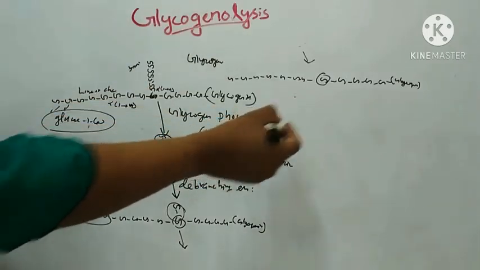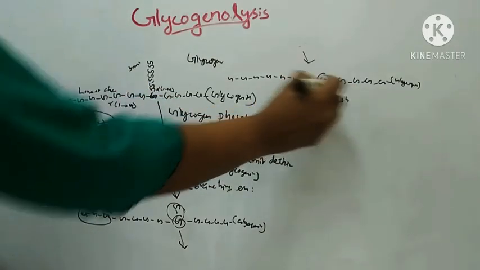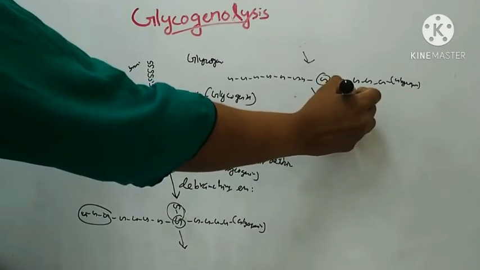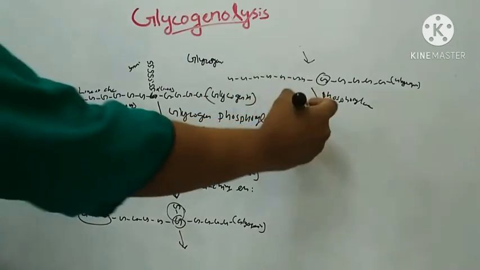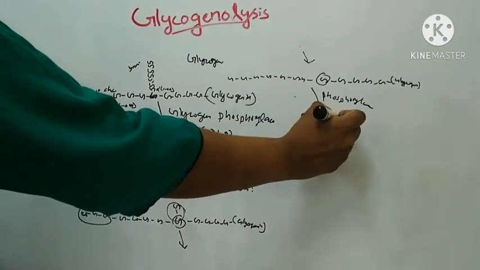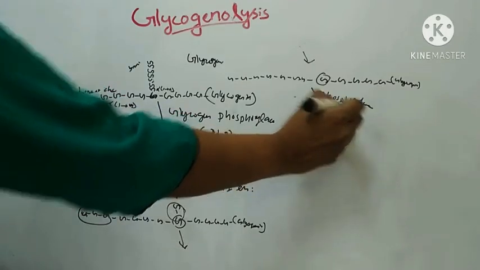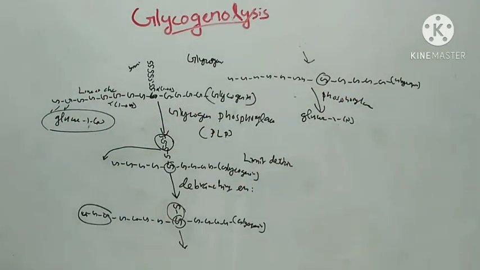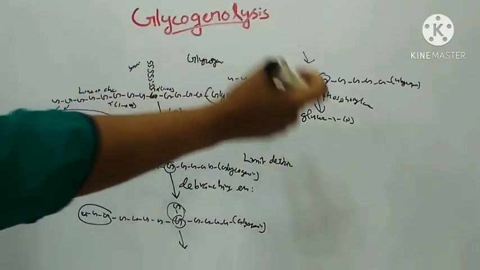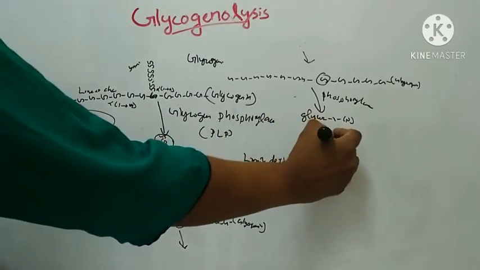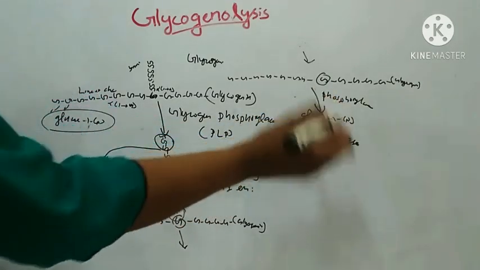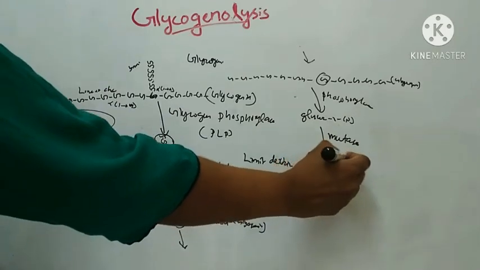Then again comes the glycogen phosphorylase action, and it removes glucose in the form of glucose 1-phosphate. What will be the fate of glucose 1-phosphate? The combined action of phosphorylase and other enzymes converts glycogen to glucose 1-phosphate. Then by the action of phosphoglucomutase, glucose 1-phosphate is converted to glucose 6-phosphate.